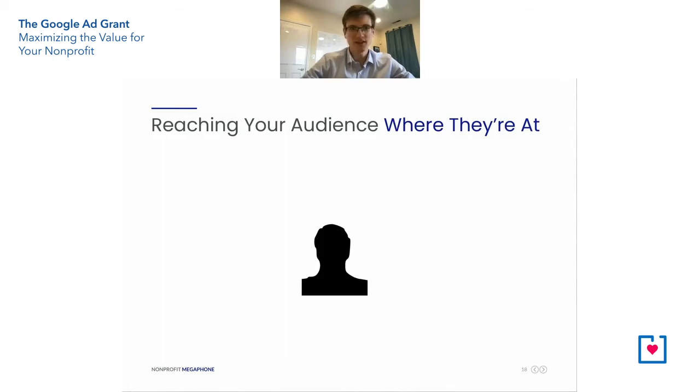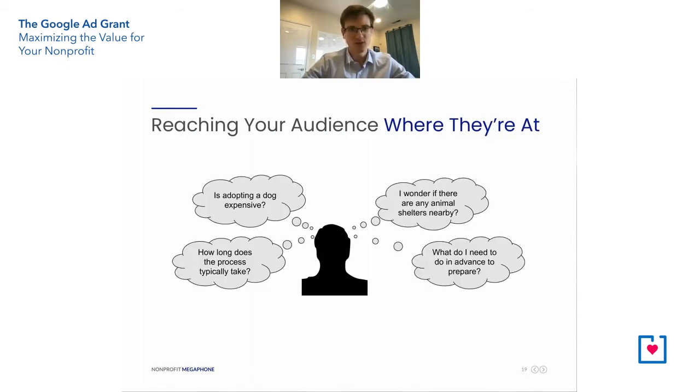And the way to think about this is to think about imagining your target audience, the person that you want to reach, and thinking about what types of questions are probably going through their mind. So to give an example with our Humane Society, someone who is considering adopting a dog, for example, might be thinking, is it expensive? How long does it take? Are there any animal shelters nearby? What do I need to do in advance to prepare? These are the types of questions that they're probably asking.